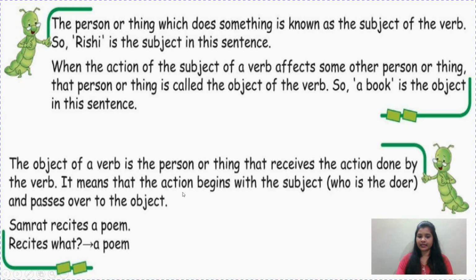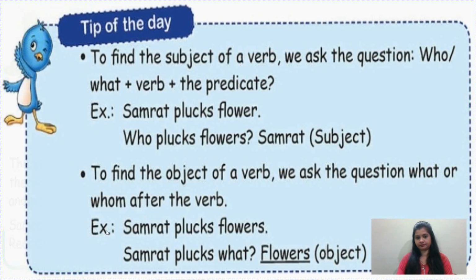It means that the action begins with the subject, who is the doer, and passes over to the object. Let's see one example. Samrat recites a poem. Recites what? A poem. So Samrat is the subject. We are talking about Samrat. So it is subject or doer. Recites is the verb, and a poem is the receiver, or you can say the object.